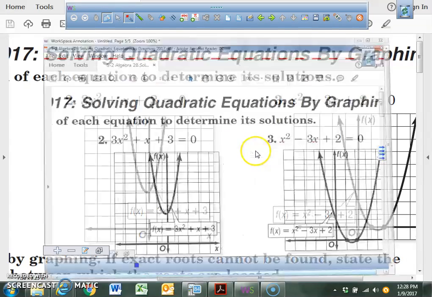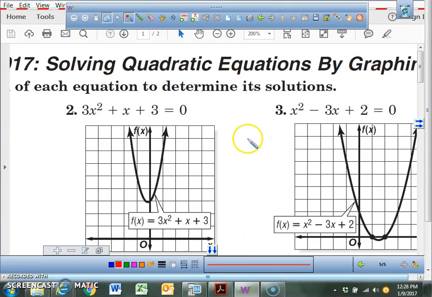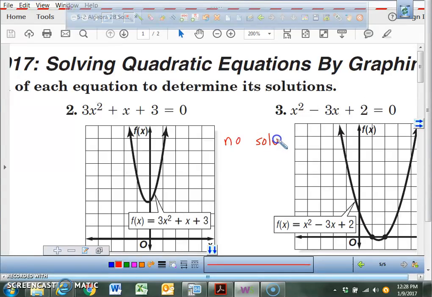Number 2, where does this cross the x-axis? Nowhere. So your answer would be no solutions. Now, you could also call this an empty or null set. When you have a 0 with a line slashed through it, then you're referring to that as an empty or a null set. There are no solutions that can fill in that set.